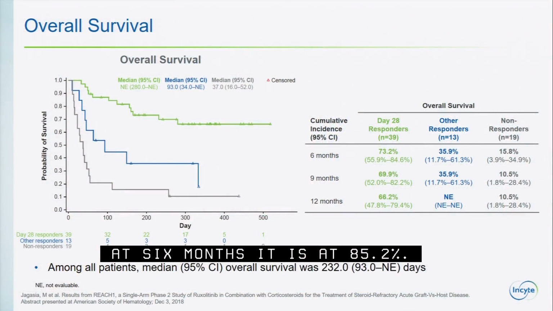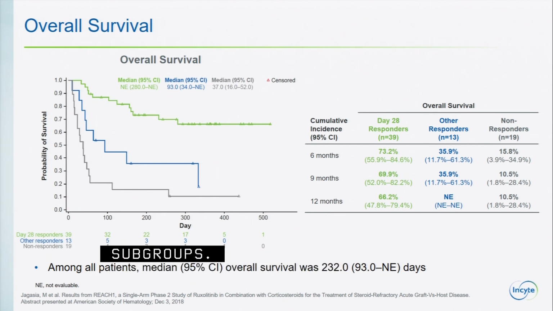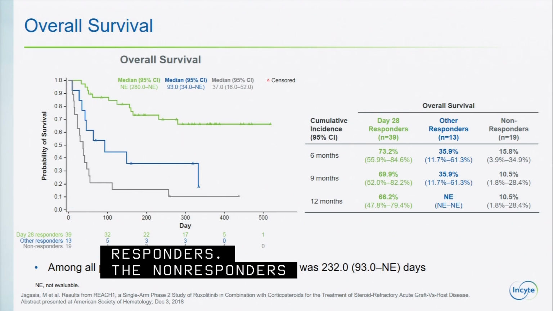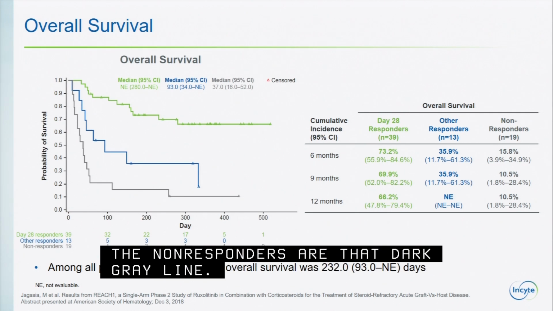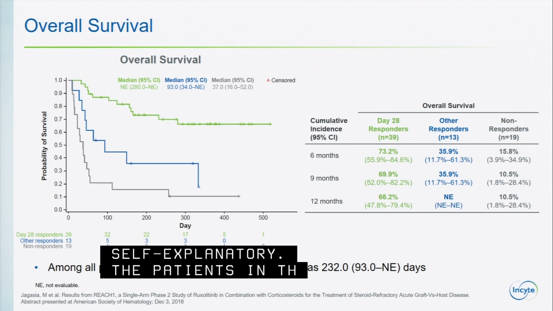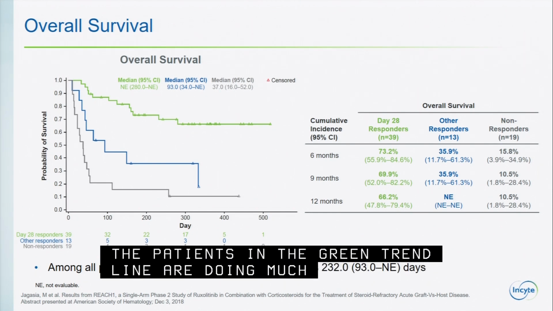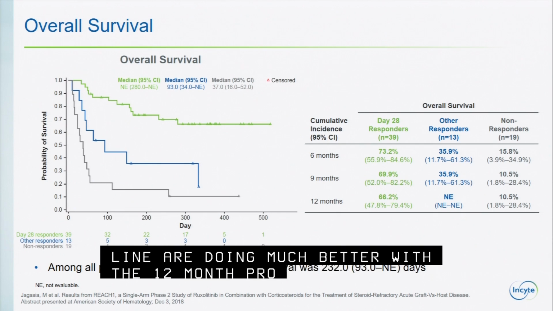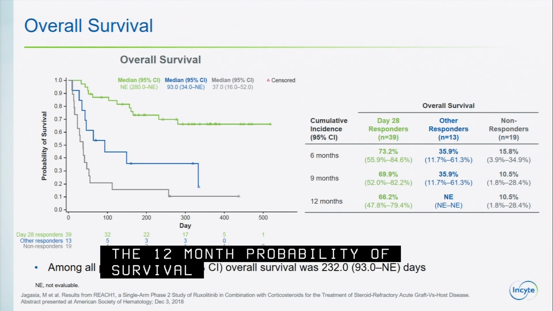So this is just the survival curve, and it shows 3 different subgroups. The green are the initial responding patients. The blue are the other responders, the patients that may have responded after 28 days. And the non-responders are in that dark gray line. So it's self-explanatory. The patients in the green trend line are doing much better, with the 12-month probability of survival at 66.2% as compared to the charcoal line, which is at 10.5%.